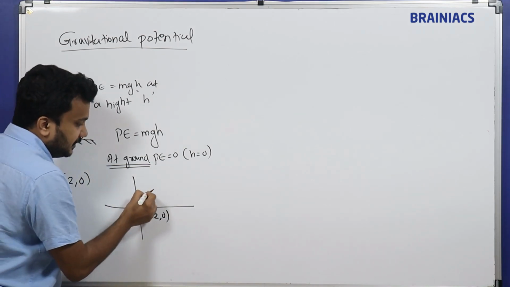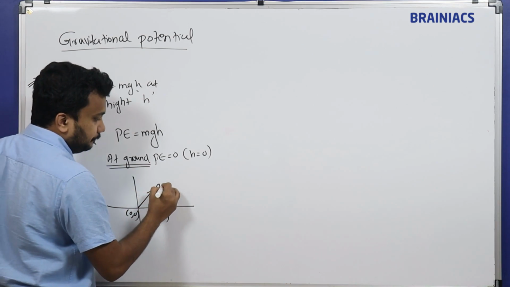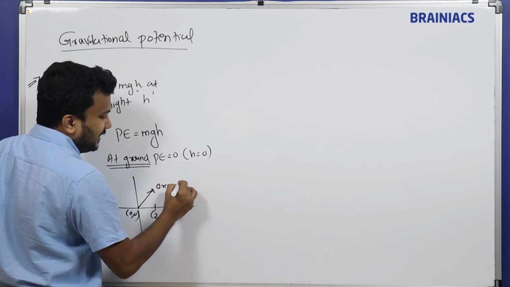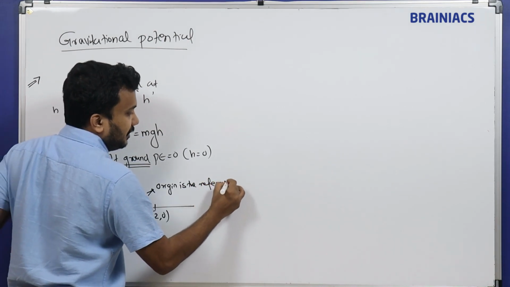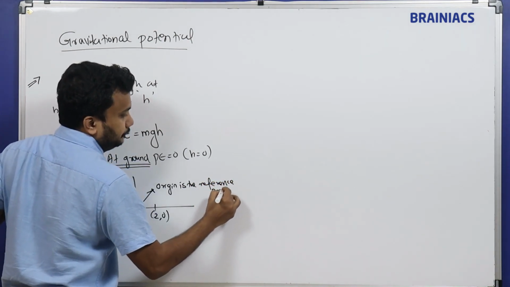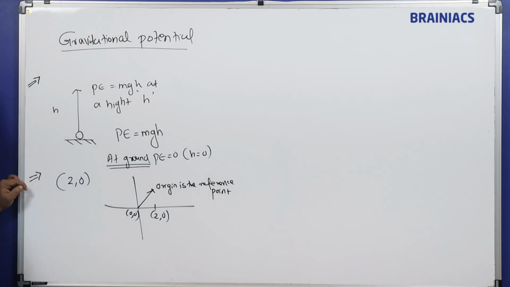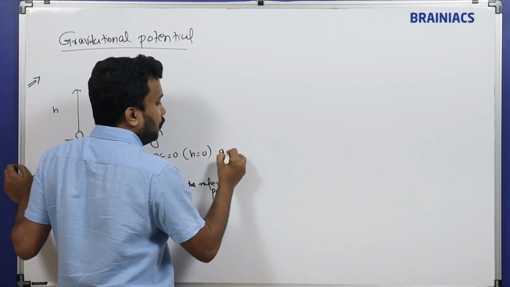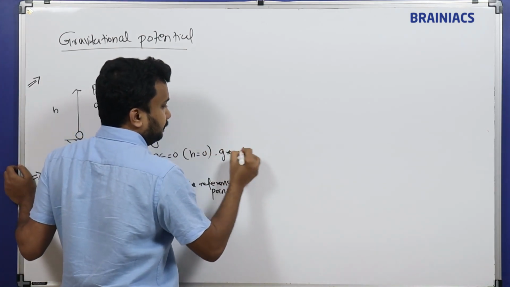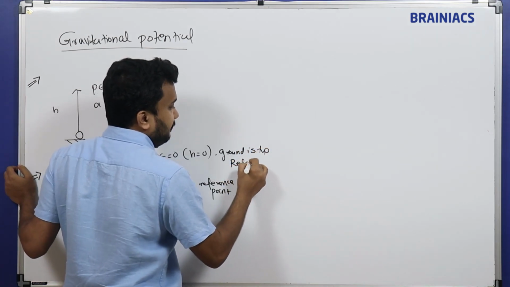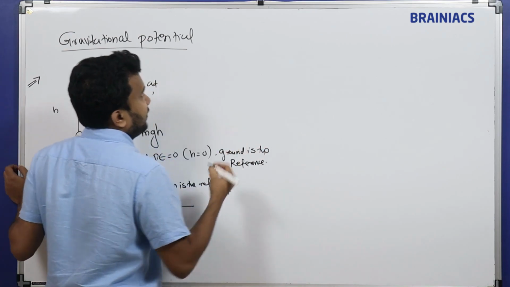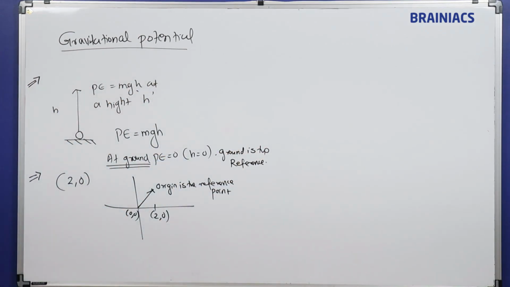So here the (0, 0), that is the origin, is the reference point. In this example, ground is the reference point. So everything will have a reference point. In case of gravitational potential, that concept is taken into account.